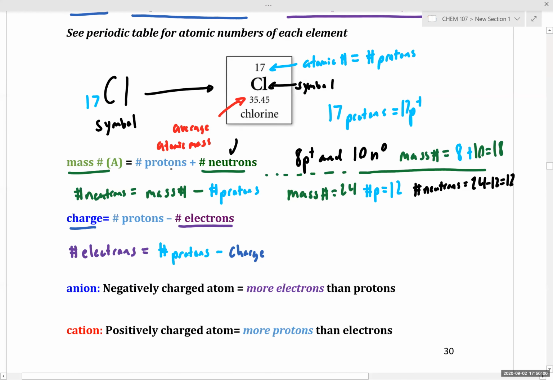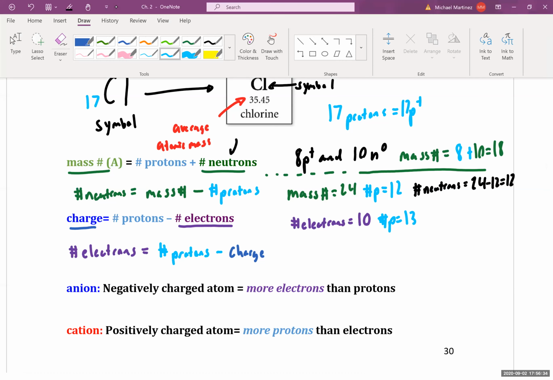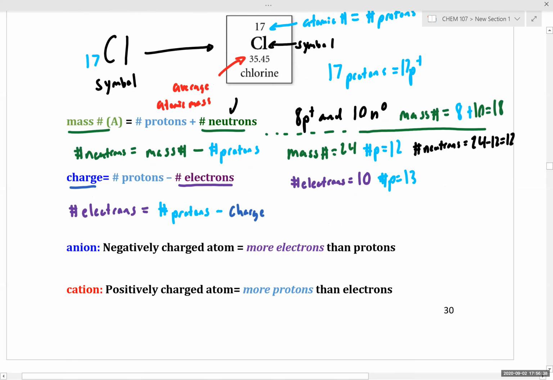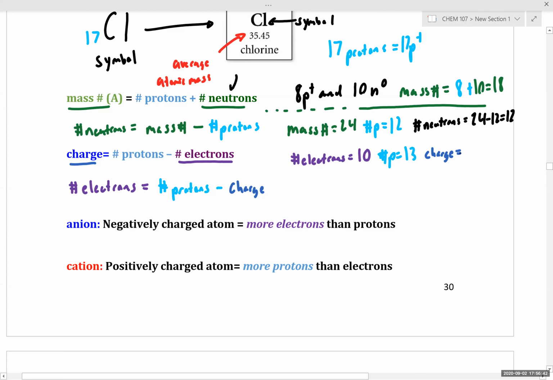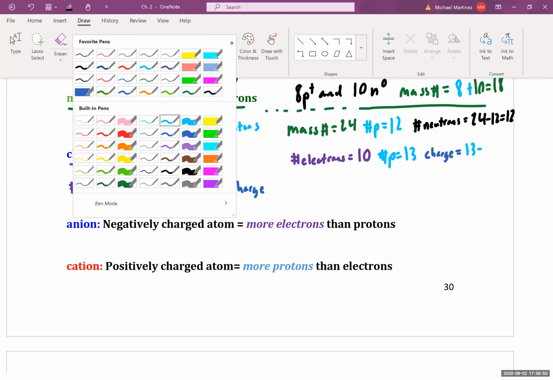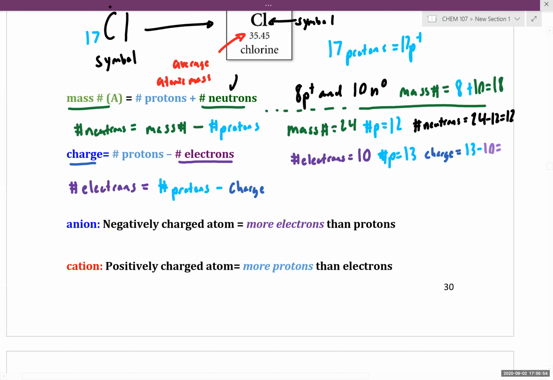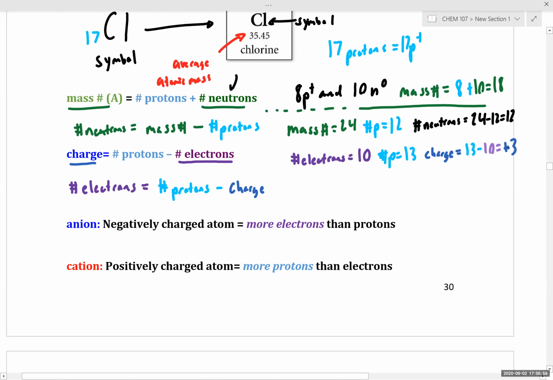So let's look at an example. Let's suppose we're given that the number of electrons is equal to 10, and that the number of protons is equal to 13. Can we figure out the charge? Do we have enough information to figure out the charge? Yes. So our charge would be equal to our number of protons, which is 13, minus the number of electrons, which is 10, and that would give us a charge, and this is what you need to be careful for, a charge of positive 3.